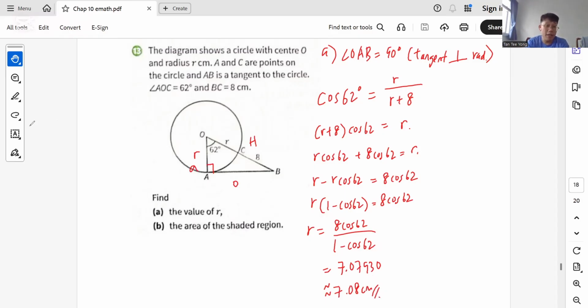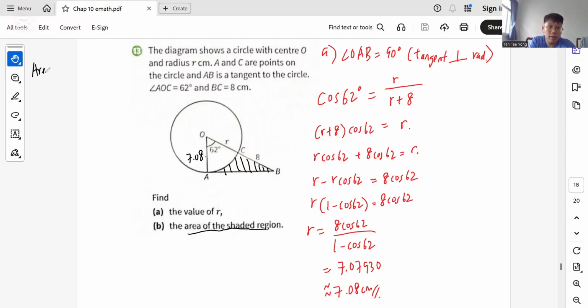Okay, part B. As you can see, they say area of shaded region, right? But my diagram has no shaded region. Okay, so sorry about that lah. But I'm just going to assume that the shaded region usually is this over here. Okay, so in short, we have to find the area of triangle minus area of sector. Okay, so R we have found out to be 7.08.